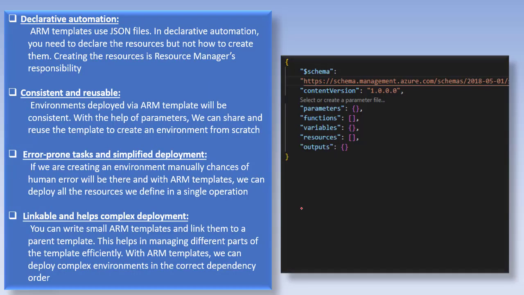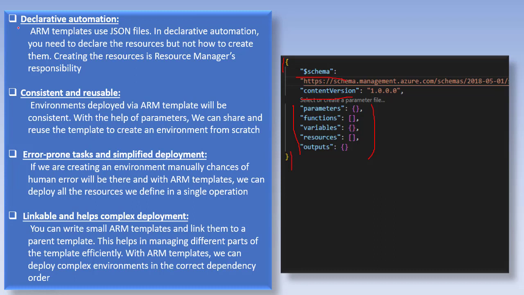Now what is this ARM template? This is how a typical template will look. Starting with curly braces, you will have your schema information, your content version information, and your things will be defined over here. Now what are the benefits of using a template?